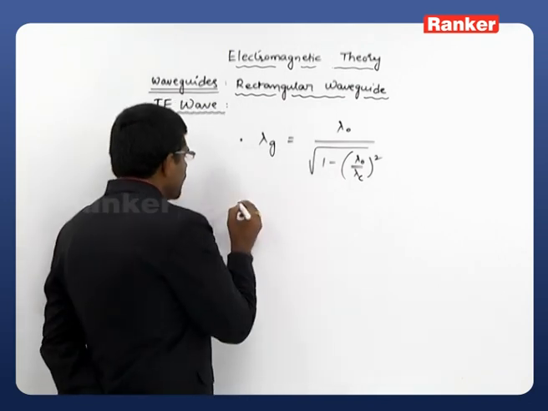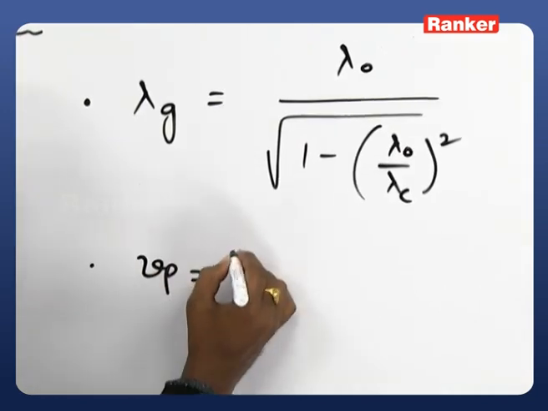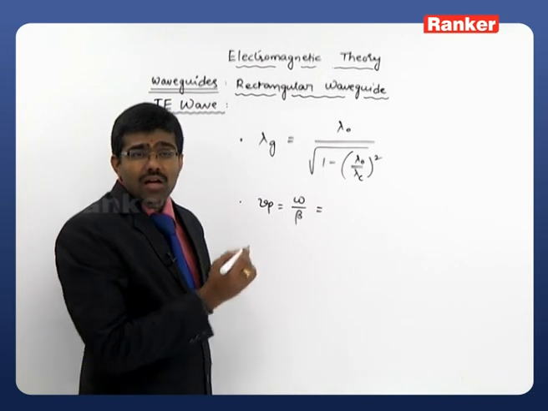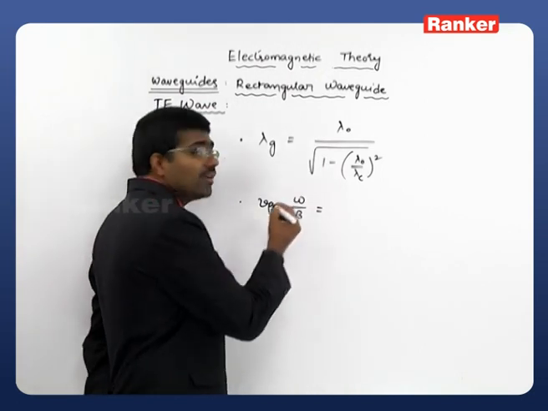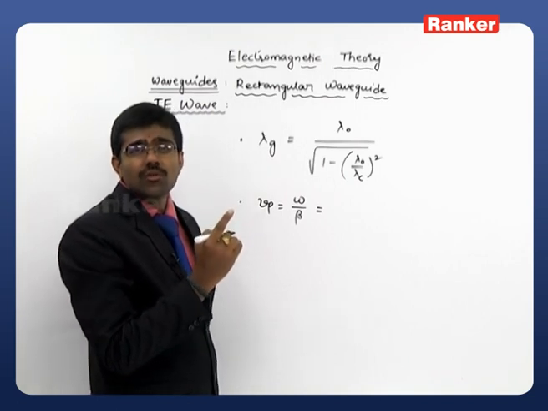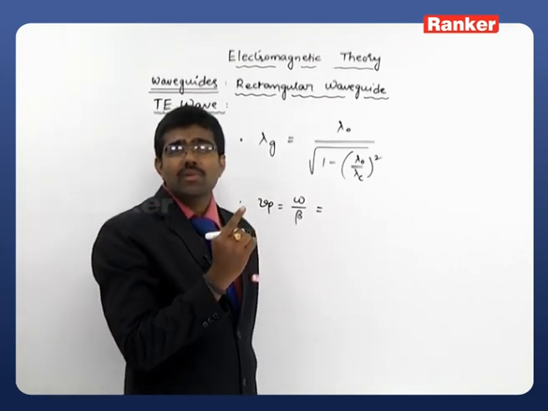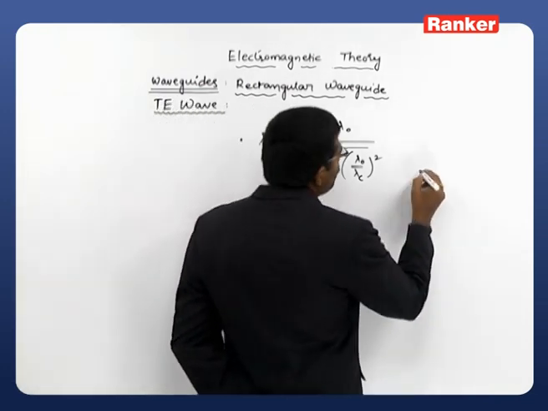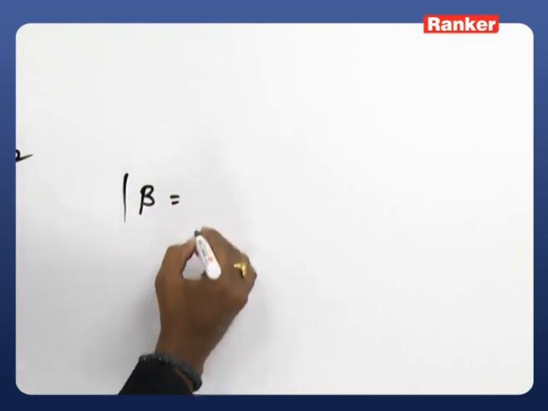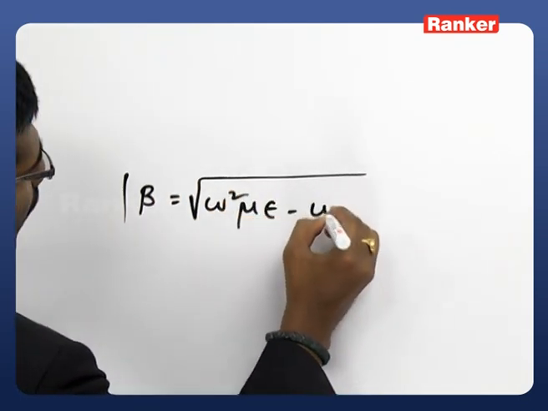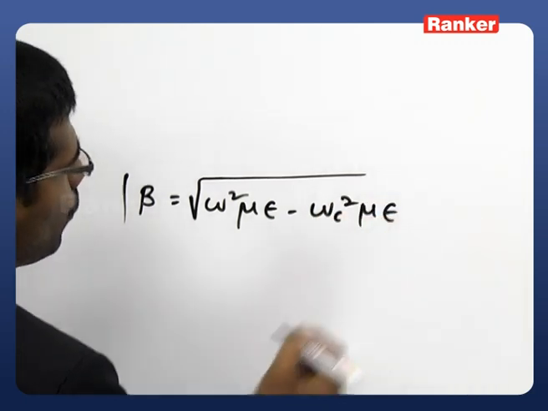Similarly, how is the phase velocity defined? Phase velocity is equal to omega by beta. It is the definition that we have. And for this beta we have a solution. Already we have gamma is equal to the square root of (m pi by a) whole square plus (n pi by b) whole square minus omega square mu epsilon. From that, we have a simple replacement for beta. Beta is equal to the square root of omega square mu epsilon minus omega c square mu epsilon.